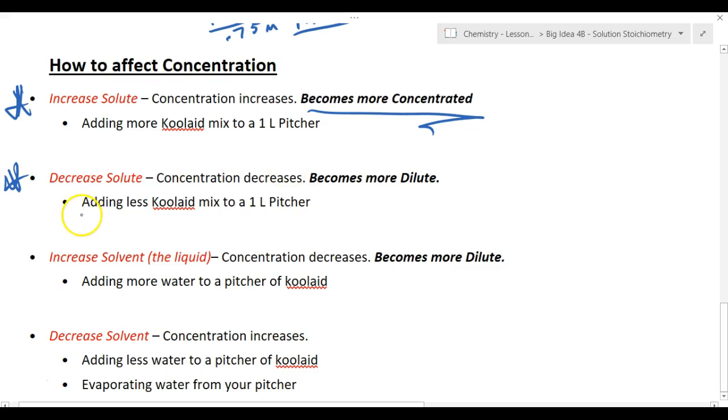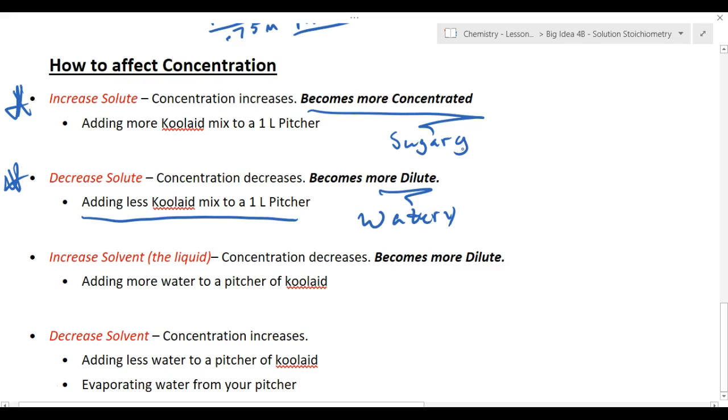The only way to do that is by adding less Kool-Aid than you had initially. Okay, so if you have less Kool-Aid, it's going to be more dilute. So this is going to be more watery. Okay, so more dilute is more watery. More concentrated, more sugary, or more of whatever that solute is. So Kool-Aid is sugary.